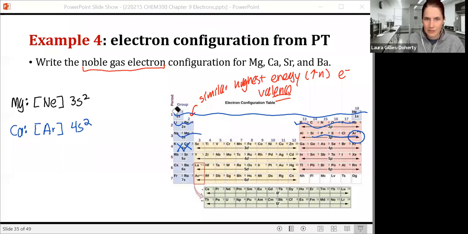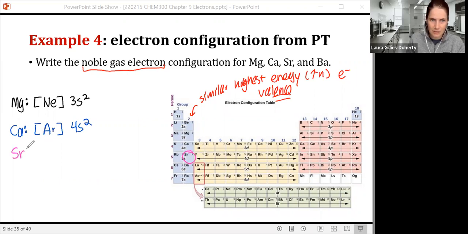Let's check out the next one. Strontium. It's down here, Sr. If we write the noble gas configuration, look for the previous noble gas, so that's krypton. So it has all the electrons that krypton has, plus it has 1, 2 electrons in the 5s orbital, 5s2.